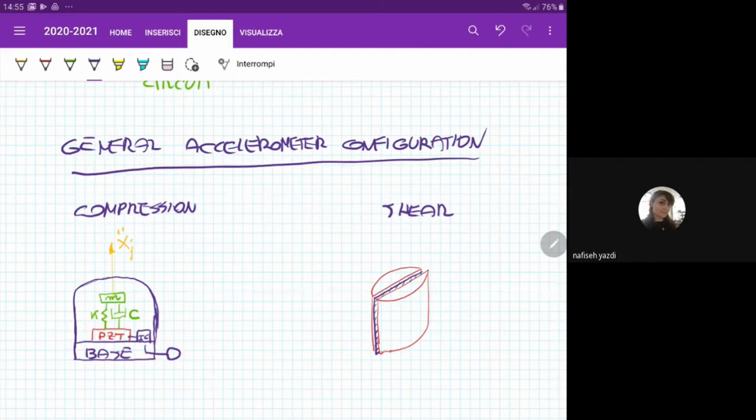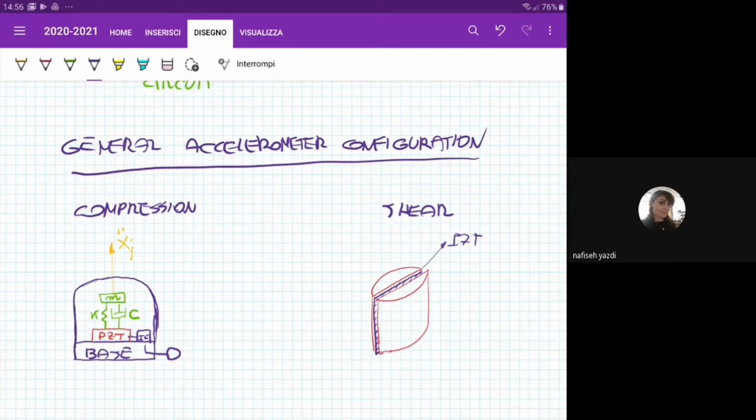Okay, this blue here is your PZT material. As you can see, the configuration is completely different. The crystal now is cut so as to emphasize the shear. So it's a sort of shell of piezoelectric material to which is connected a mass.